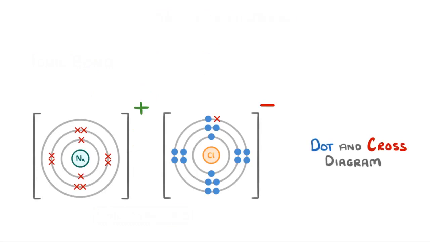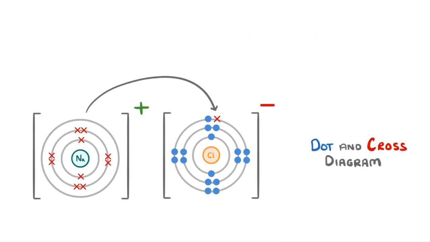To do it properly, there are a couple of features to notice though. One is that we've drawn the electrons of one atom as dots, and the other as crosses. This is so that we can tell which electrons belong to which atom. And you should show the movement of any electrons with an arrow.